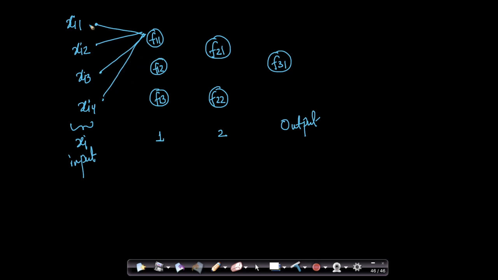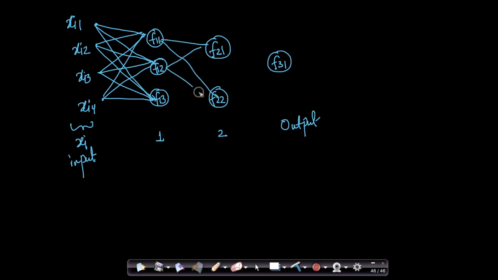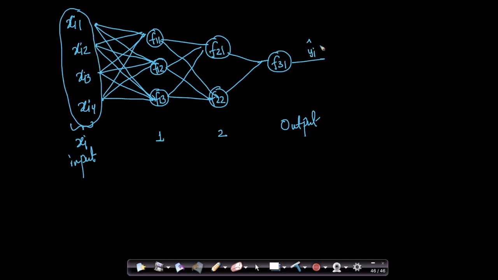Okay, so let me just redo it properly. All of them are connected to my second neuron and similarly to my third neuron, all right? So here again, I have this connection and this connection, these two connections, and here is my output, right? Now the output that I get is yi hat, because when I input xi, I get yi hat as my output.